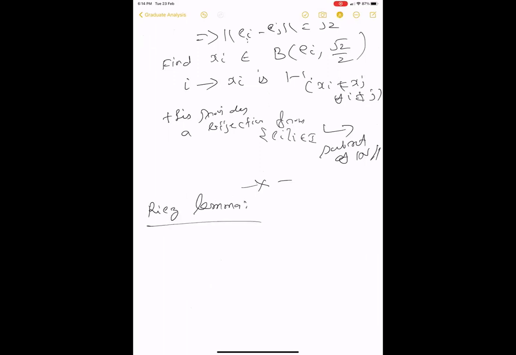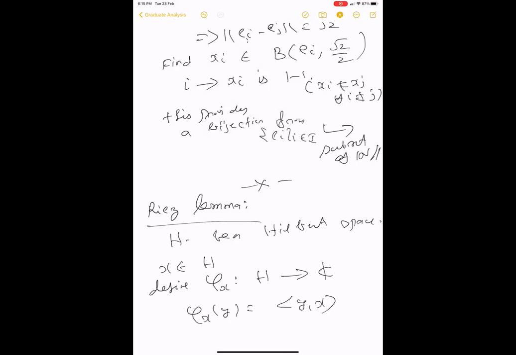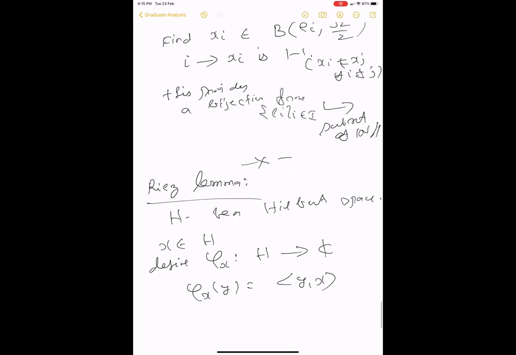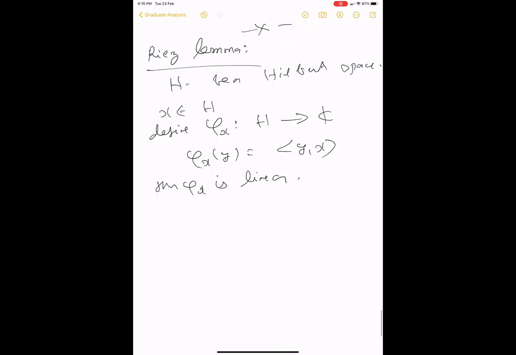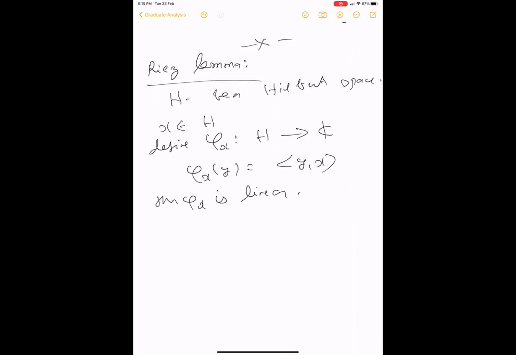I'll prove this quickly. Let H be a Hilbert space. Then for x in H, define phi_x from H to C by phi_x(y) = ⟨y, x⟩. Then phi_x is linear. That is clear because the inner product is linear. If you take alpha y, you will have alpha there, and you can take it out. And if you have y1 plus y2, it splits as a sum. It's clear, it's linear.